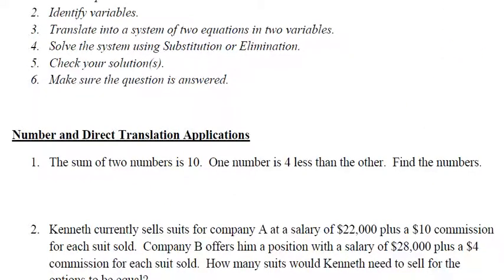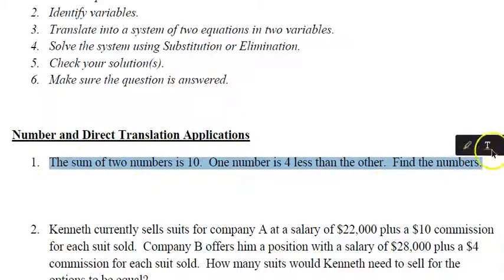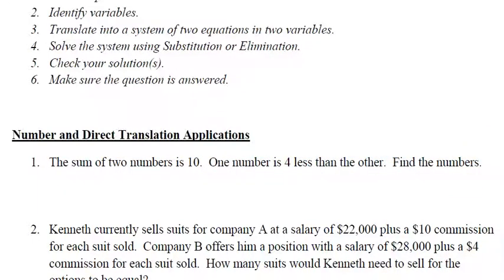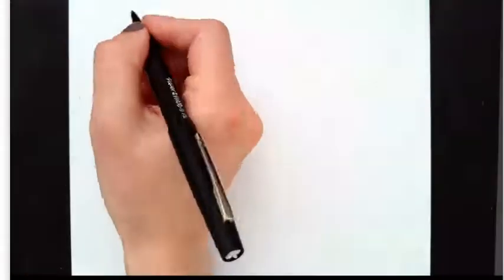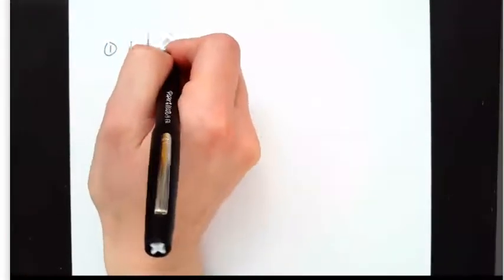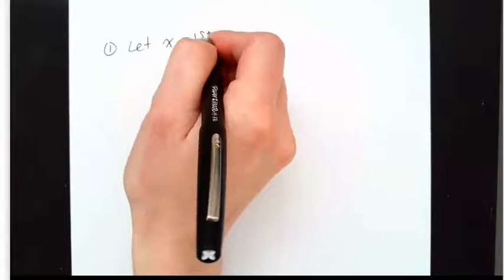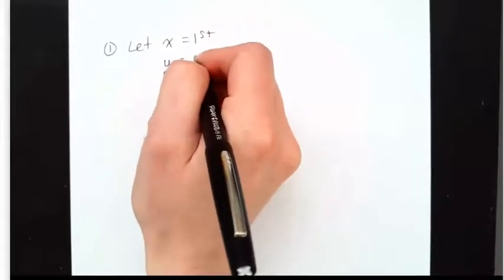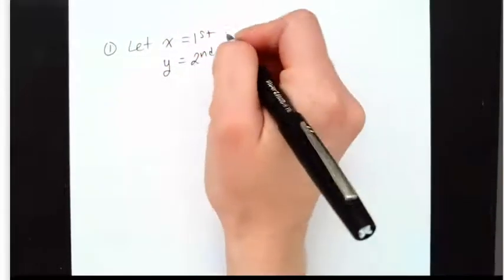So we're going to start with question 1 here. This question says the sum of two numbers is 10. One number is 4 less than the other. Find the numbers. So we have two numbers, so our variables would represent each of those quantities. I'm going to begin by letting x and y be the first and second number. So let x equal the first number, and we'll let y equal the second number. And actually, I'm just going to write the word number too.